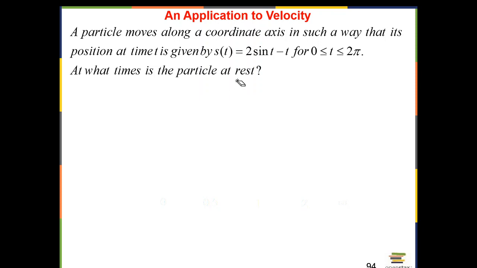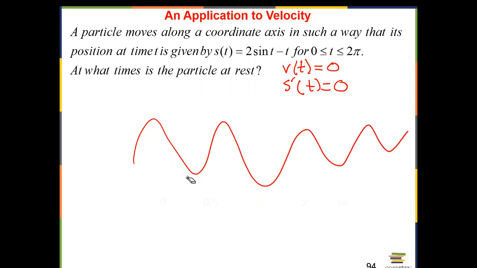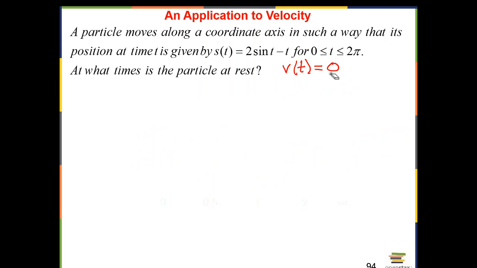How do we figure out when the particle is at rest? Well, the particle is at rest if the velocity is 0, right? And we know what velocity is. Velocity is the derivative of the position. So basically we have to take s prime and set it equal to 0 in this interval. Remember that trigonometric functions are periodic, so they go up and down. So when we want to work with them, you have to decide what part of the domain you're working in.